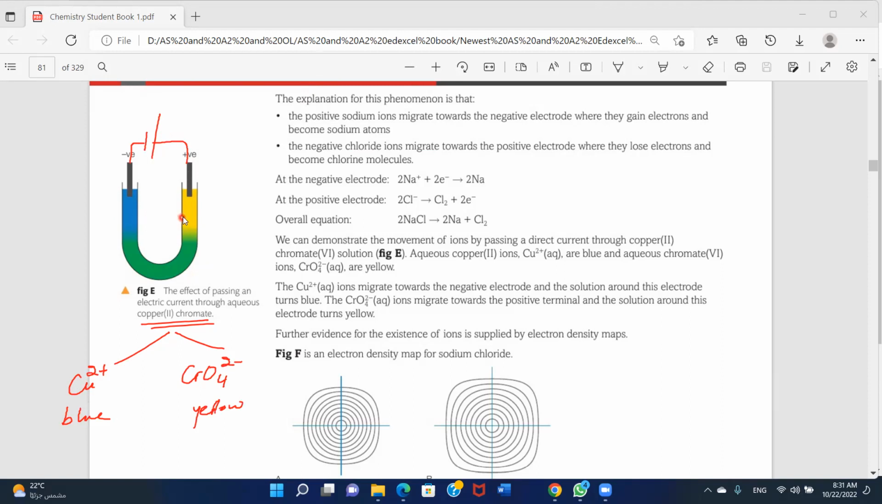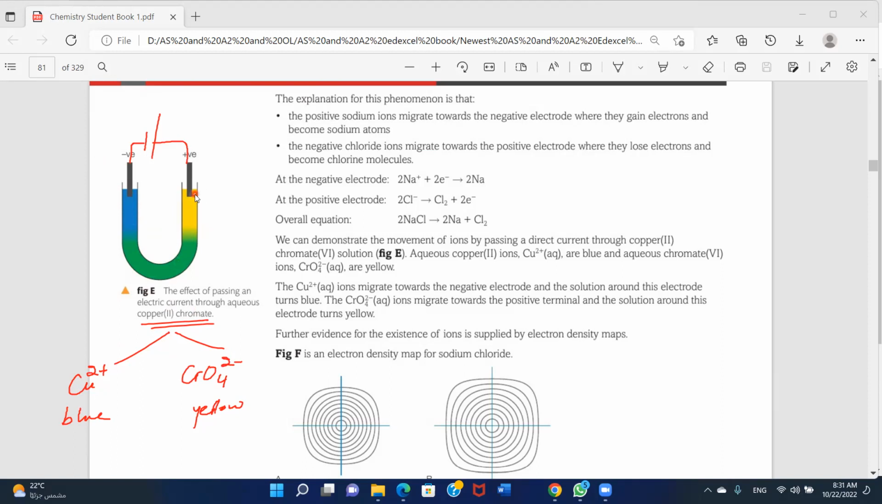But when they are placed in a direct current supply and current is allowed to move, we will see that the copper ions will be moving towards the negative electrode. That's why they are collected here, forming the blue color, whereas the chromate ions will be moving towards the positive electrode, where the yellow color appears here. This also proves that ionic compounds are formed from separate ions.